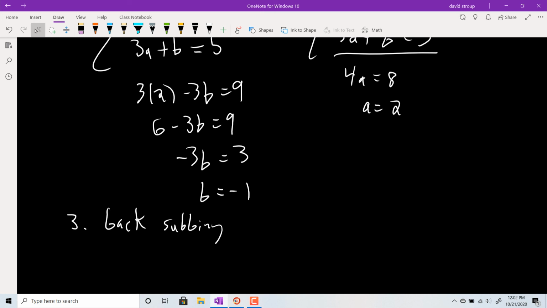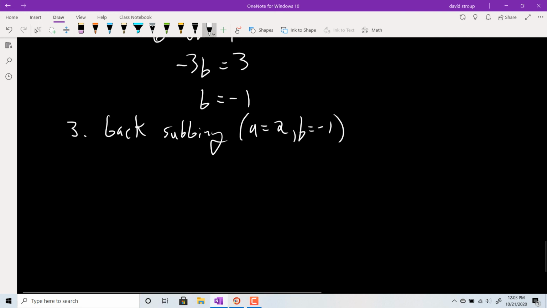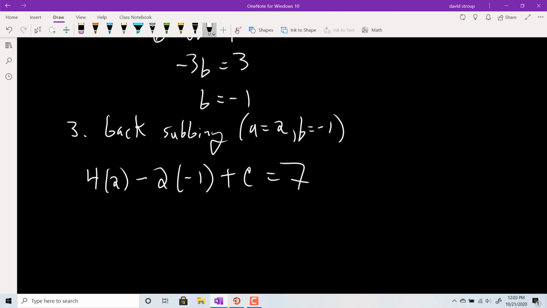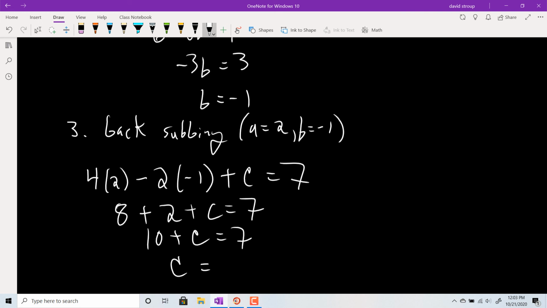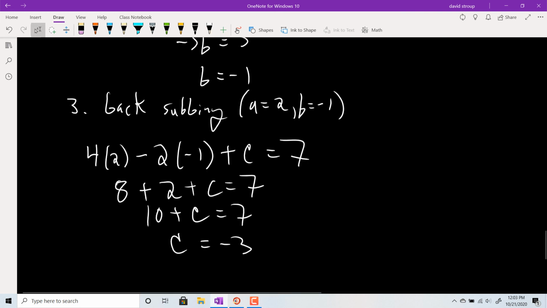Okay, and then for the final back subbing, and again, you don't have to number your steps or anything, I just do that for your benefit. Take any equation that you can solve for c. Okay, so we'll have 4 times 2 minus 2 times negative 1 plus c is 7. So 8 plus 2 plus c is 7. 10 plus c is 7, and c is negative 3. Okay, so we got all of our variables.